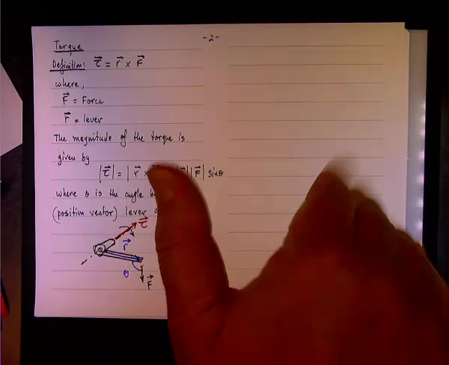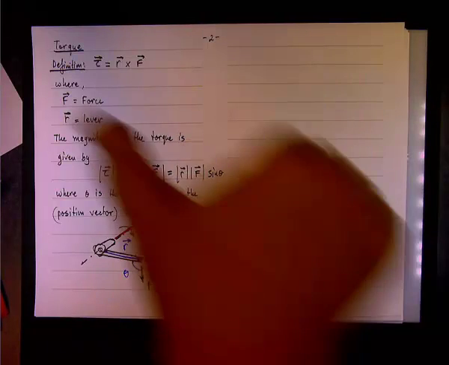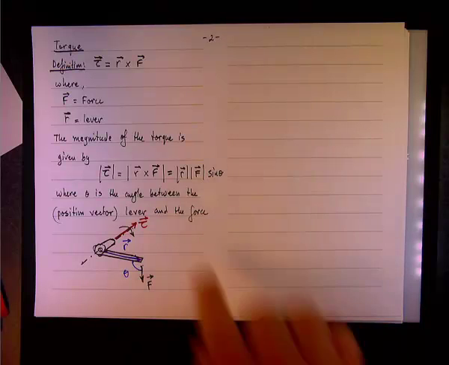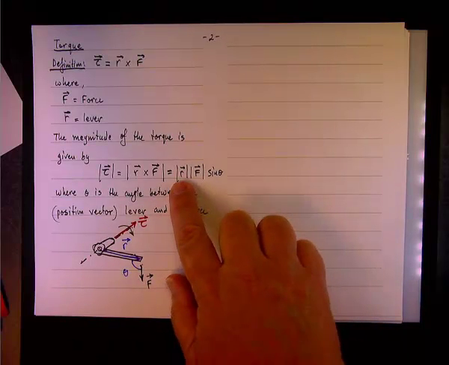Again, R cross F gives you a torque in the direction of the thumb. R is in this direction, F is in this direction, and the result will be a torque in the direction of the thumb. Remember, the result of a cross product is another vector, and that vector will be perpendicular to both R and F.